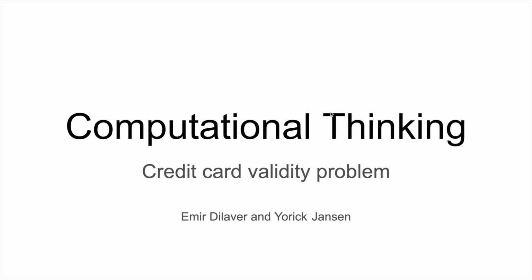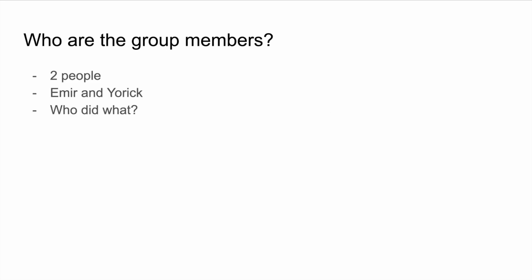Welcome to our computational thinking project presentation, which is about the credit card validity problem. Our group consists of two people, Emir and Yorick. Because we're two people, we thought it would be a better idea to do everything together instead of splitting the tasks. So we wrote the code, the pseudocode, the flowchart and the comments together.